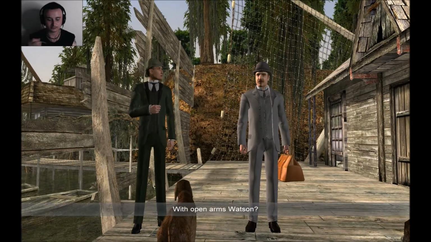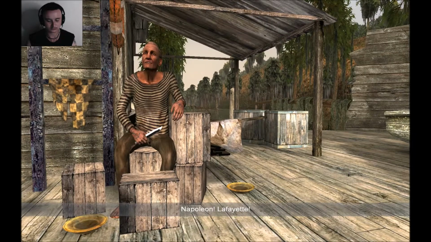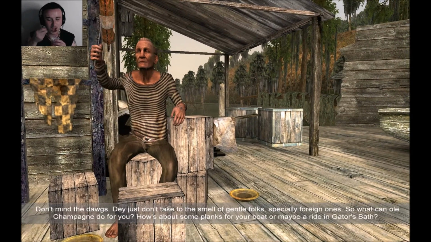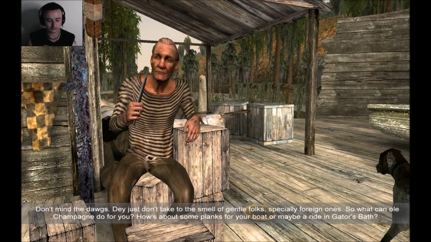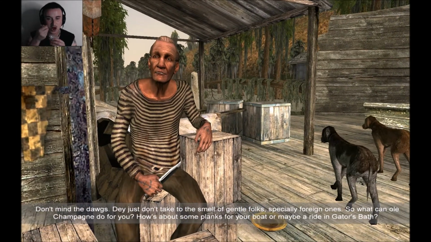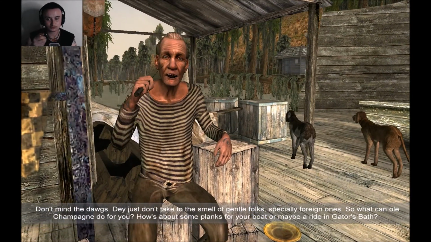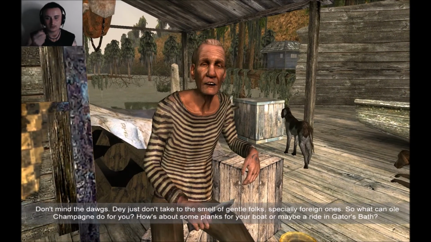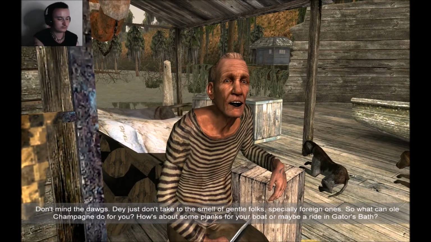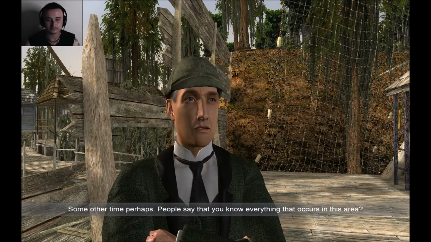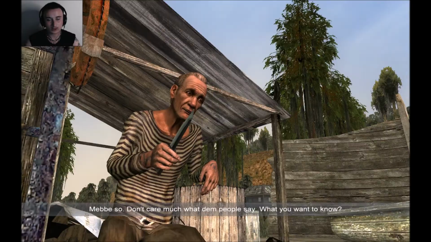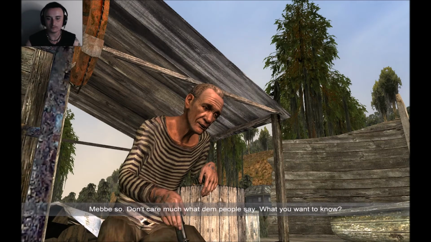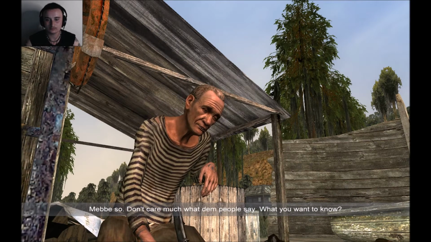With open arms, Watson? Napoleon, Lafayette. Don't mind the dogs, they just don't take to the smell of gentle folks, especially foreign ones. So what can old Champagne do for you? How's about some planks for your boat? Maybe a ride in Gator's Bath? Some other time, perhaps. People say that you know everything that occurs in this area. Maybe so. Don't care much what them people say. What you want to know?